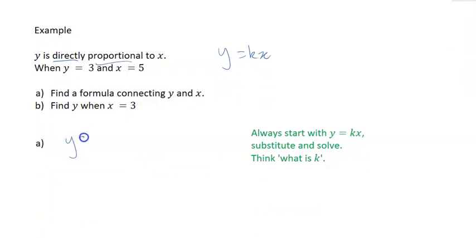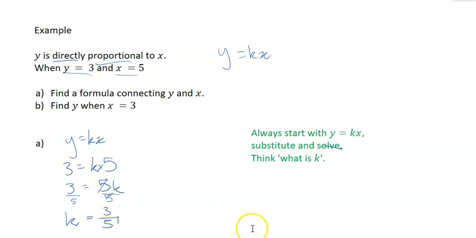So start with y equals kx, substitute what you know. So 3 equals, we don't know k, k times 5. Essentially, you wouldn't write k5, you would flip it around so it looks in that algebraic format. So 5k. Fine, substitute, and now we need to solve. So basically we're finding what is k. So divide each side by 5 to get rid of that on that side. So essentially, k equals 3/5.